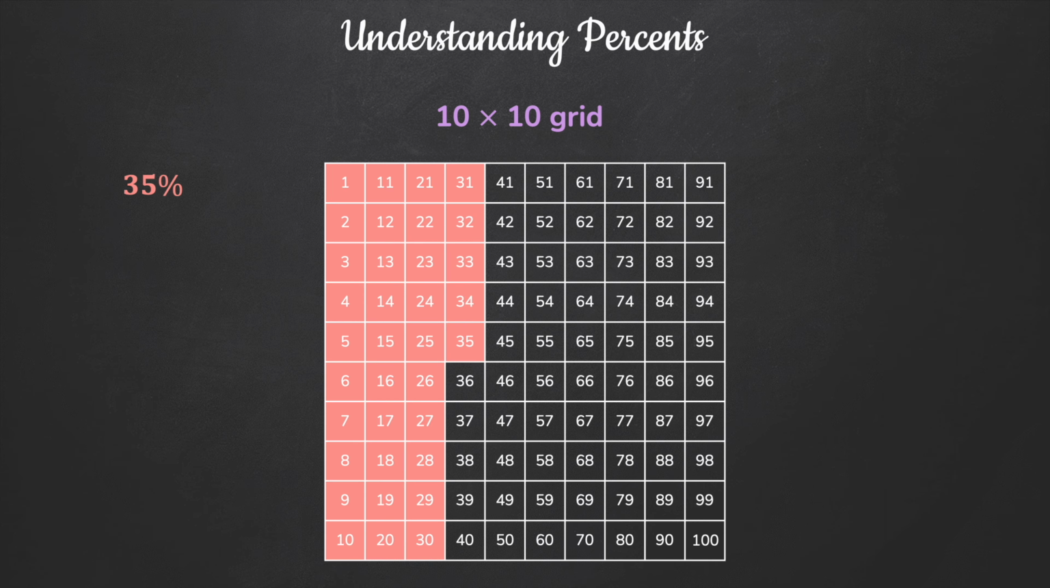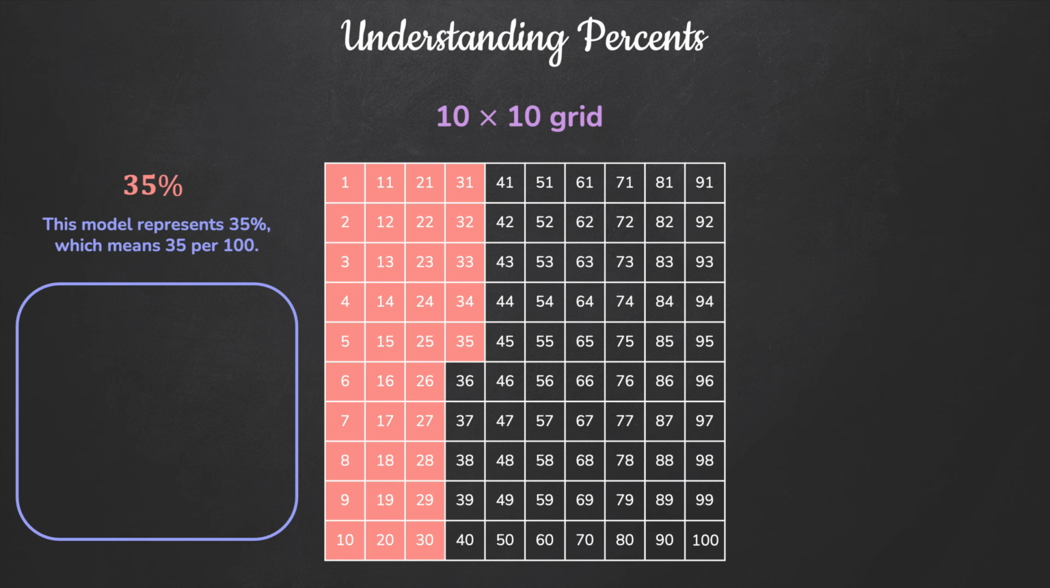And because we're talking about percents, these 35 squares are out of 100. So this model represents 35%, which means 35 per 100. And we could also write that as a ratio. So as a fraction, that would be 35 out of 100. Using a colon, that would be 35 colon 100. And in word form, that would be 35 to 100.